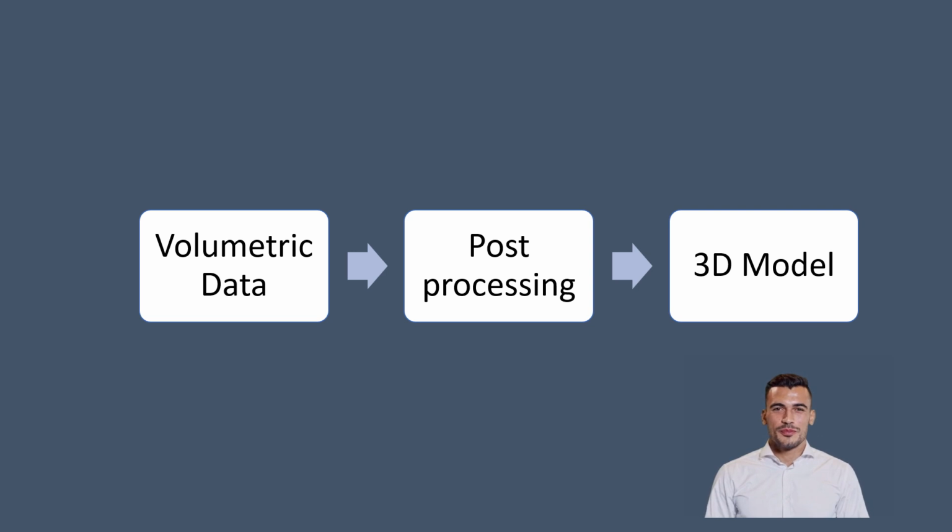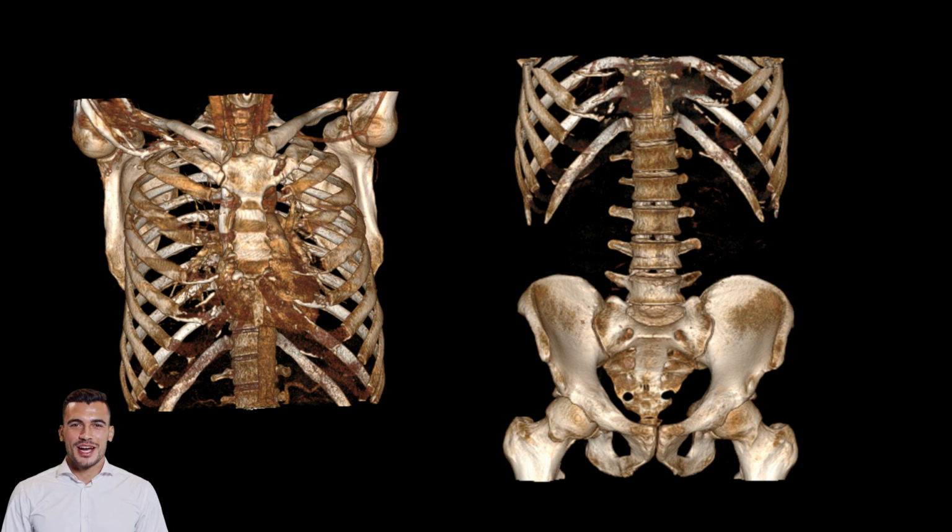Unlike MIP or MinIP, which only show the brightest or darkest voxels, volume rendering uses all the voxel information, giving a more complete and natural-looking picture. It's especially useful for surgical and interventional planning, for fractures, vascular mapping, and to understand complex anatomical relationships. Here, see how beautifully the bones are depicted in these images, giving a realistic, complete view of the bony anatomy, great for trauma assessment and surgical planning.